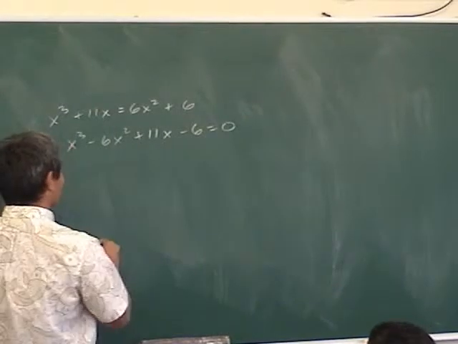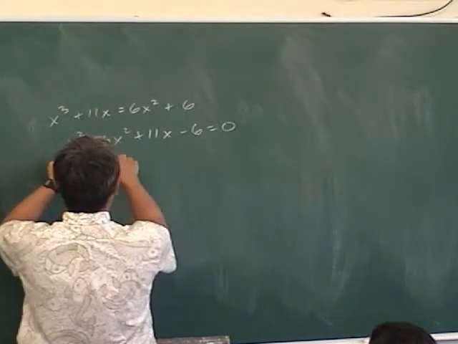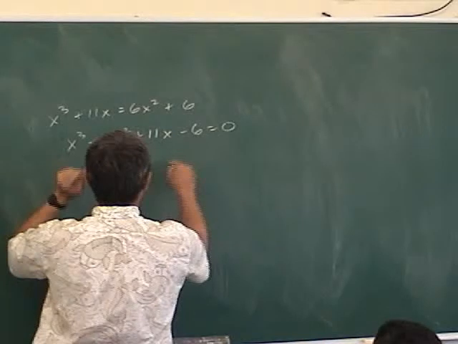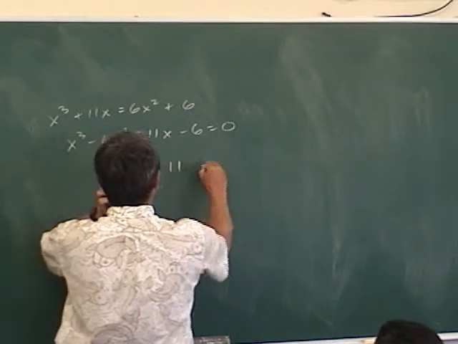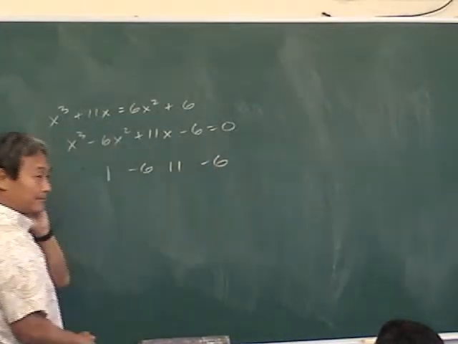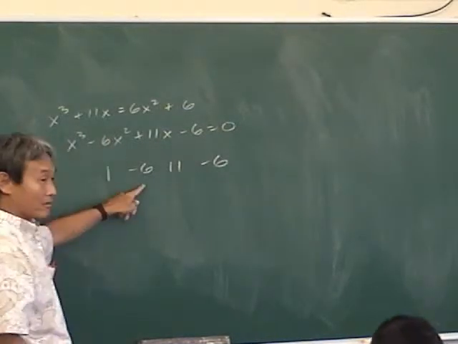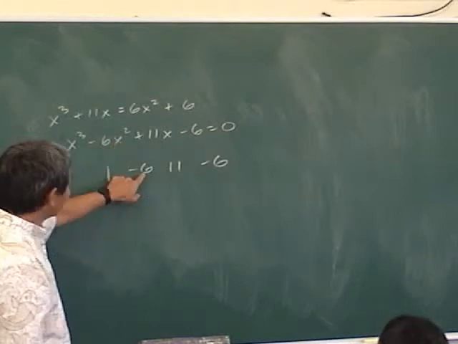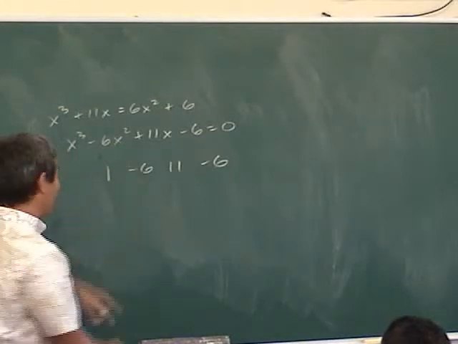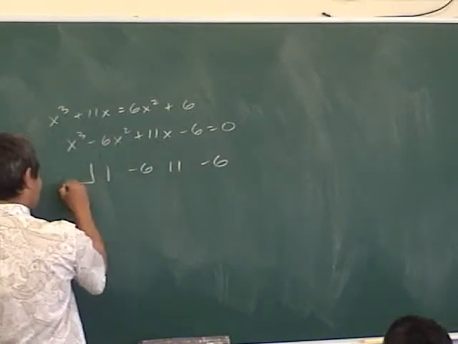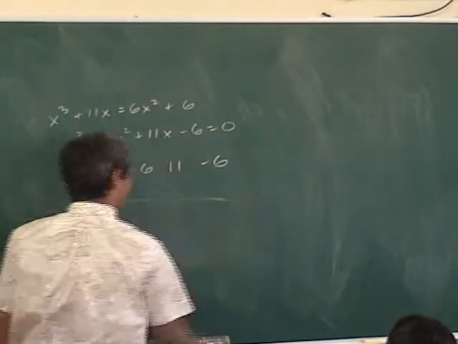So watch what I'm going to do. The first thing you do is you write down the coefficients of this polynomial: 1, -6, 11, -6, like that. Now if one is missing, you have to put a 0. Like if there's no x squared term, then you have to put a 0 here. Okay? Then you put a box like this, and then you draw a line under it like that.